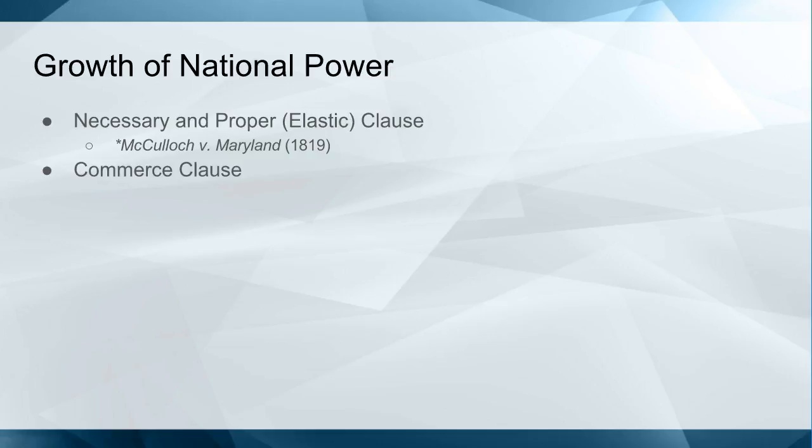Another way the power of the national government has grown over the last 200 years has been with interpretations of the Commerce Clause and also the growth of interstate commerce. Beginning with the court case of Gibbons versus Ogden, the Supreme Court has held that interstate commerce will be broadly defined. The definition of interstate commerce today, functionally, is any commerce that is directly or indirectly affected by or affects something in another state would be considered interstate commerce.